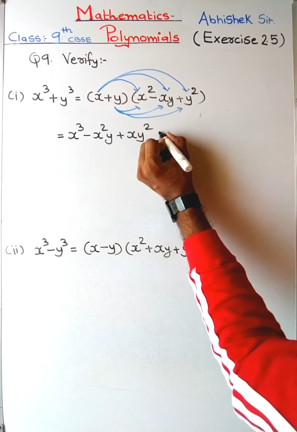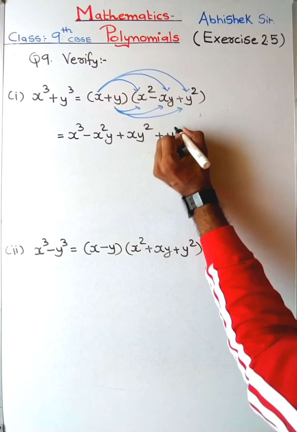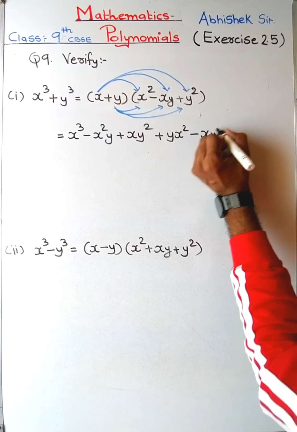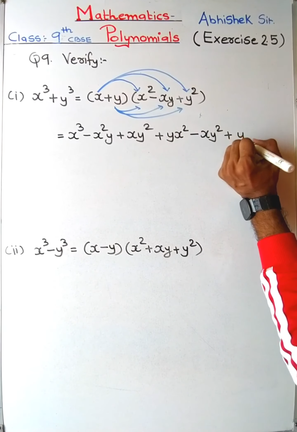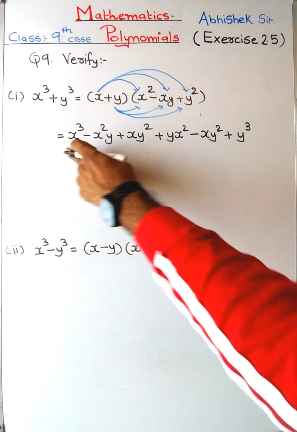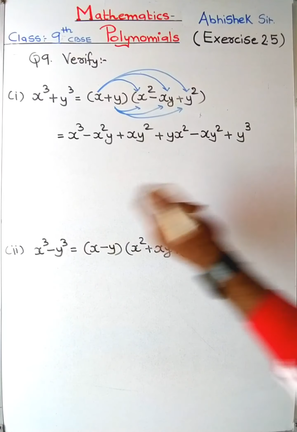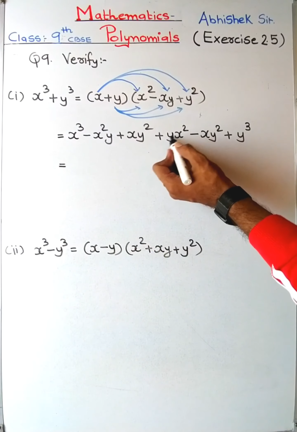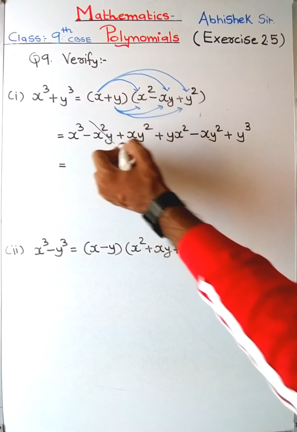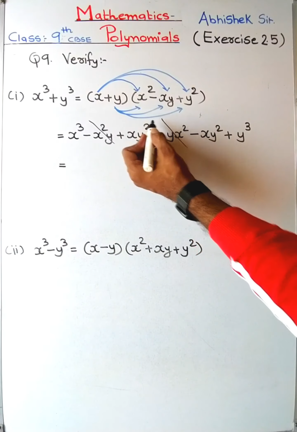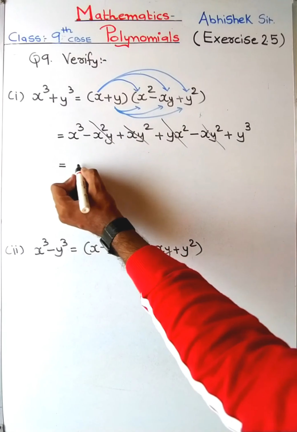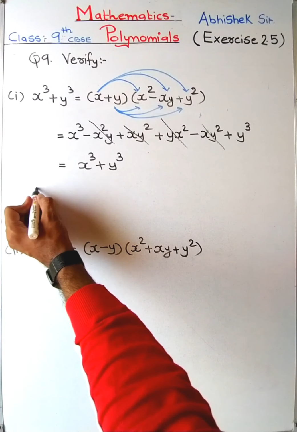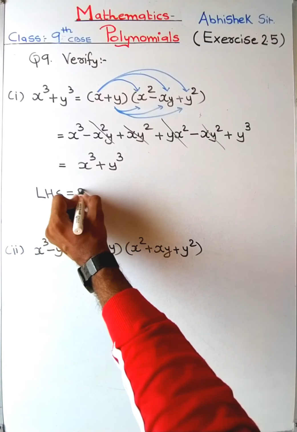Now y is done. So y into x square is y x square, y into minus xy is minus xy square, and y into y square is y cube. So we have three terms of x multiplication and three terms of y multiplication. Now if you see very carefully, minus x square y and plus y x square are the same term, so we can cancel these. Plus xy square and minus xy square can also be cancelled, and we are left with only these two terms. That is how we can write that LHS equals RHS.